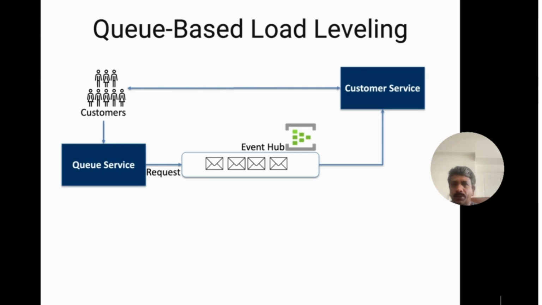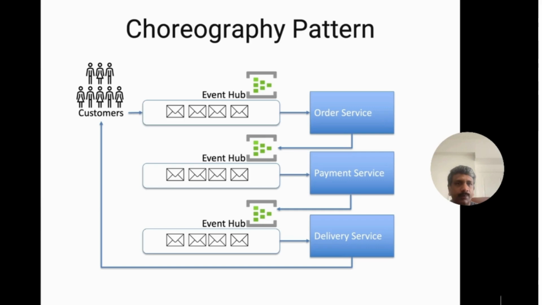So to do that, you can use either a service bus or an event hub. Choreography pattern, it's almost the same. Let's assume that you are a customer and you place some order. The order service will pick up your order request, and then it will let the payment service know that, hey, you need to do the processing, and the payment service will let the delivery service know, hey, you need to deliver this particular product, right? So basically it's one service letting the other service do the work.